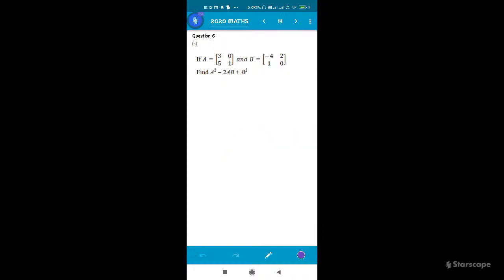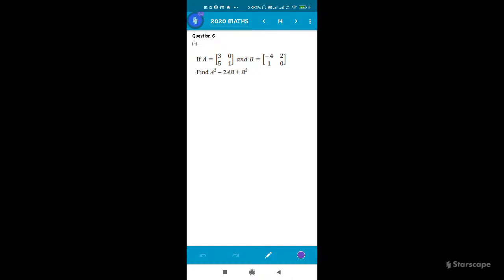Now let's move on to section B. In section B, question number 5, each and every part of that question is not a part of the syllabus for this year's board examination, so I have skipped it. So we are going to start with question number 6. It is a question of matrix, very easy one. So let's see how to do it.